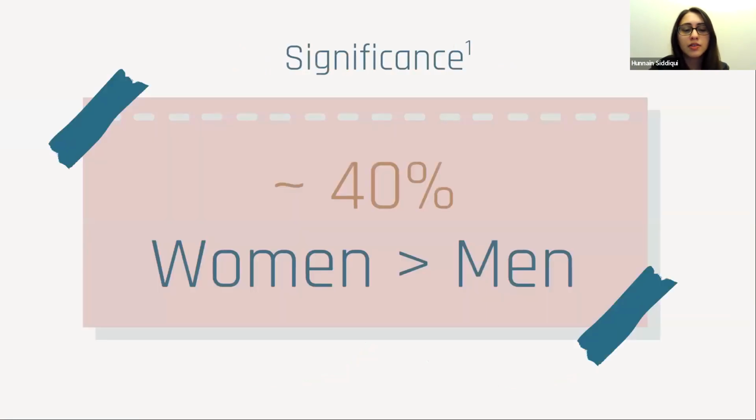The reason that this is an important topic to talk about is because around 40% of the US population will experience vertigo at least once in their lifetime, and women are also more likely to experience it as opposed to men.